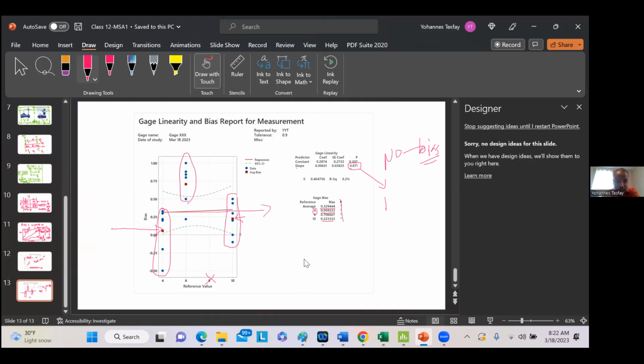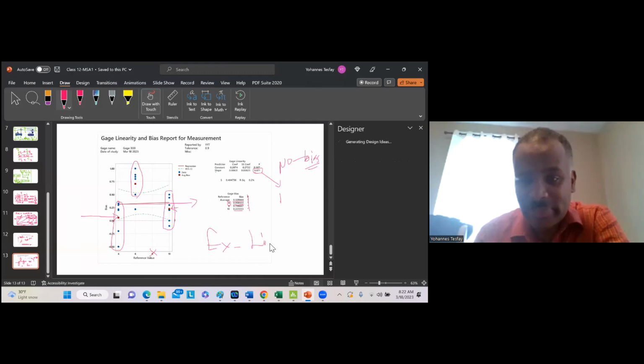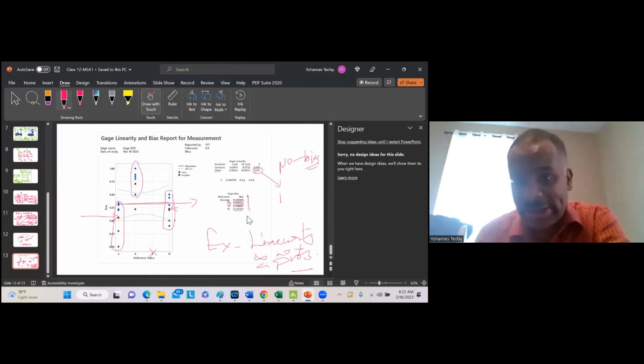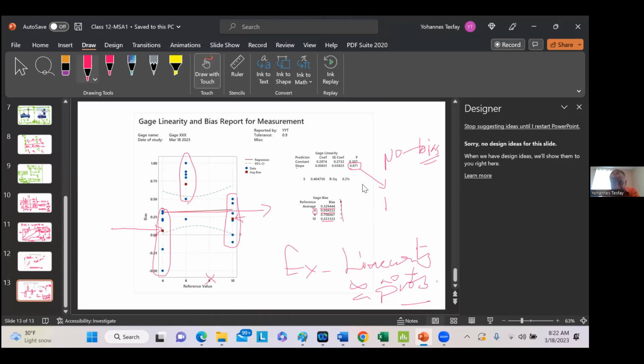So in this gauging system, in this example, no bias problem. Linearity is not a problem. As you see, those numbers are really very close. If they were different, or if this one is significant, it would show you whether a linearity issue exists or not.